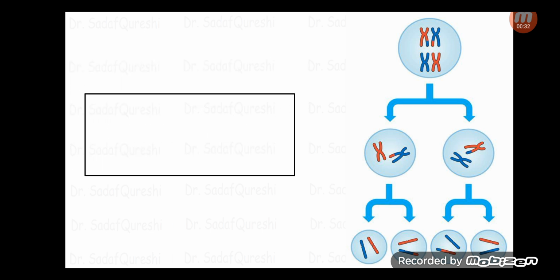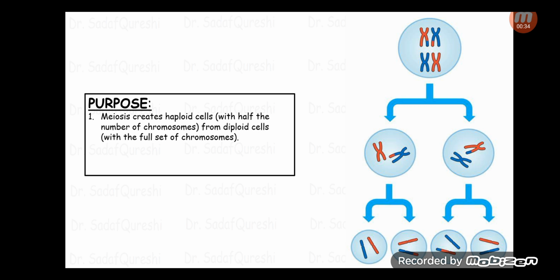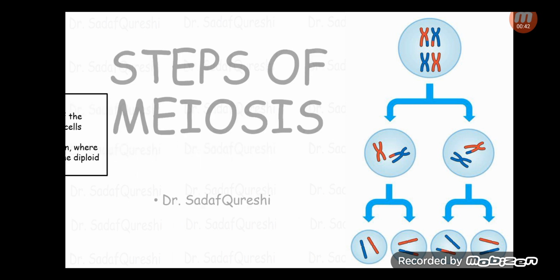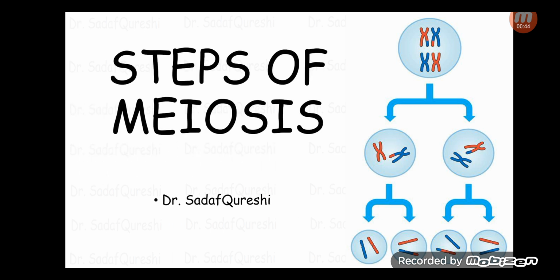Now let's talk about the purpose of meiosis. Meiosis creates haploid cells from diploid cells, and this prepares the cell for fertilization, where two haploid cells combine to restore the diploid number. Now let's talk about the steps of meiosis.